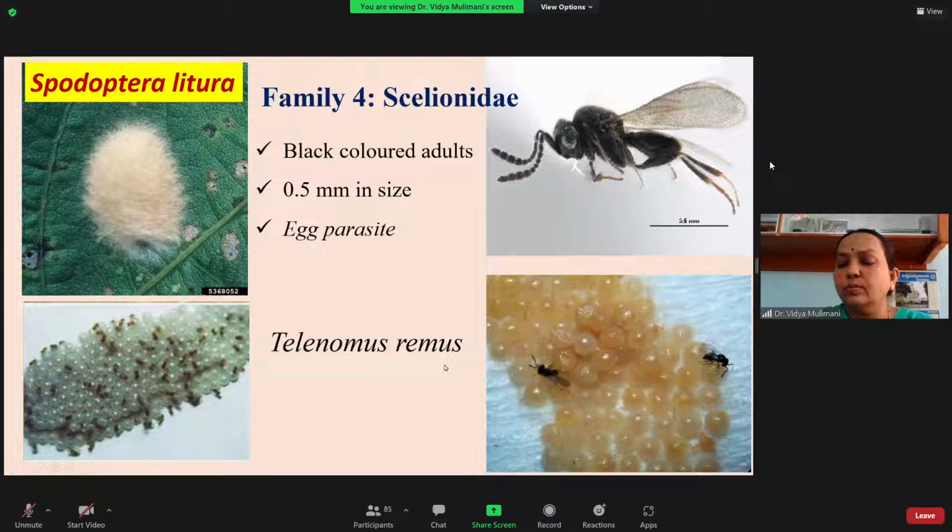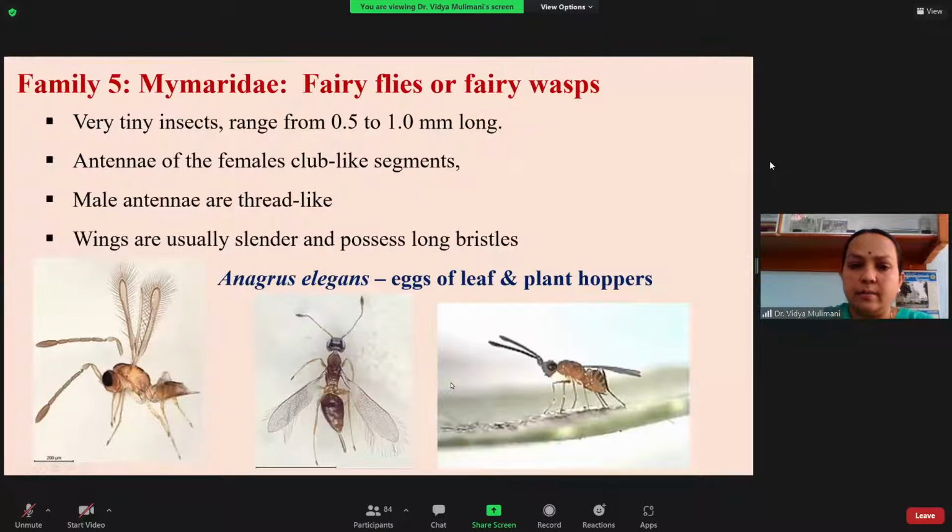That is Telenomus remus, the scientific name of the member coming under the Scelionidae, which is mainly exploited for the management of Spodoptera. You can see here many adults of Telenomus attacking the eggs of Spodoptera litura. So remember, Scelionidae attacks the eggs of Spodoptera litura, and the species is remus.